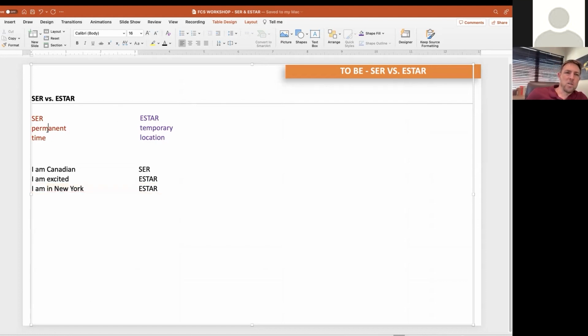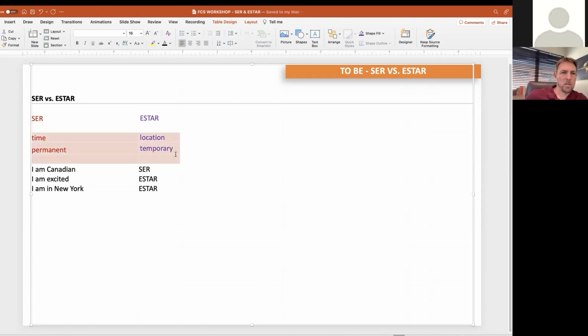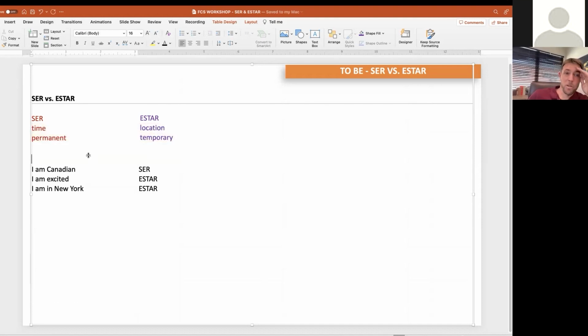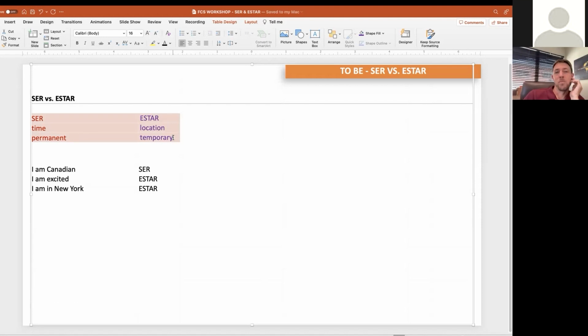So here is the rule. Permanent and temporary. Ooh, I had this backwards. Sorry, everybody. I put this backwards. I want you to rewrite this little chart this way with time and location on top. Okay, so scratch out the one you did before. Put it this way.